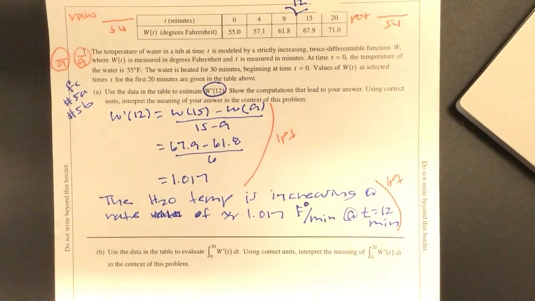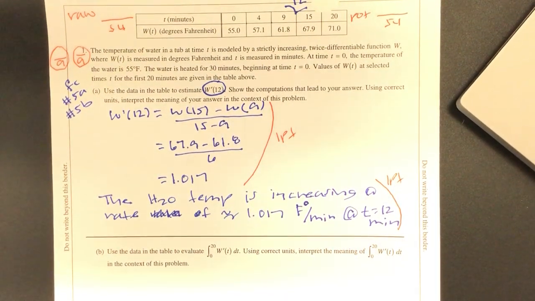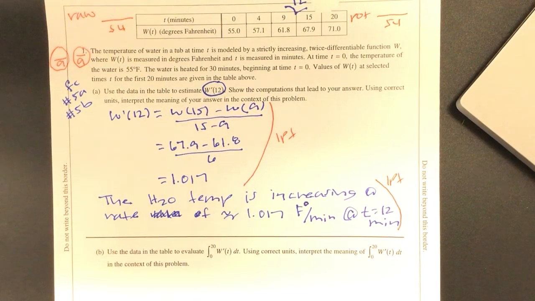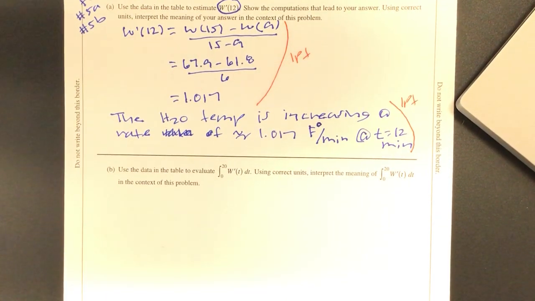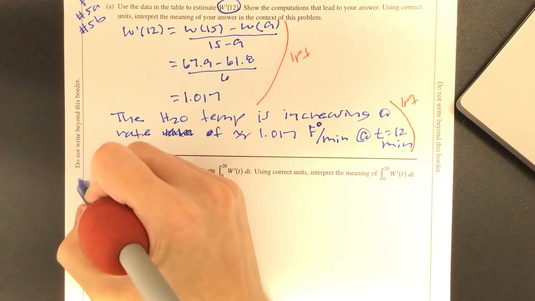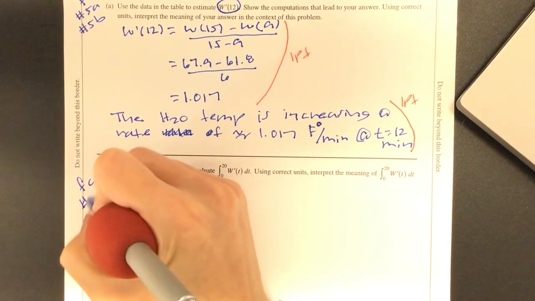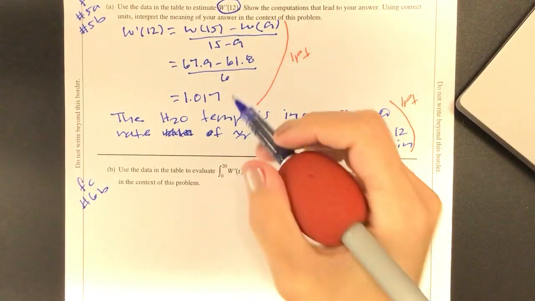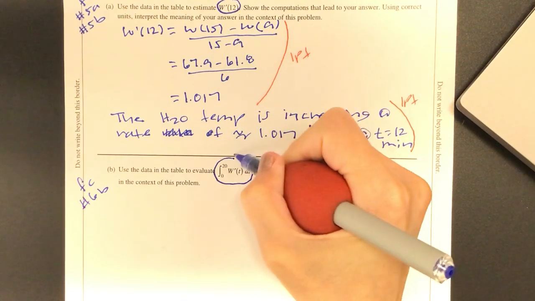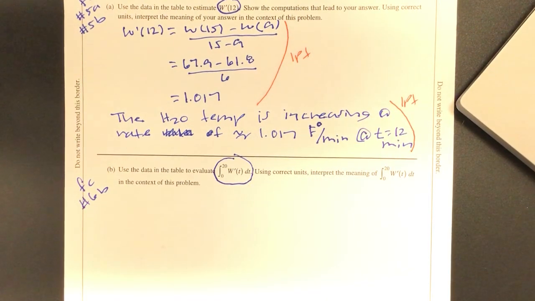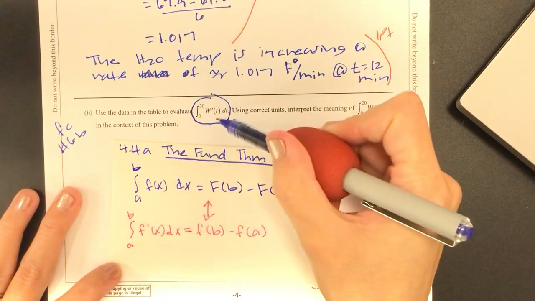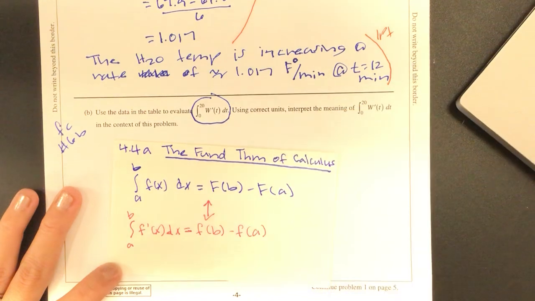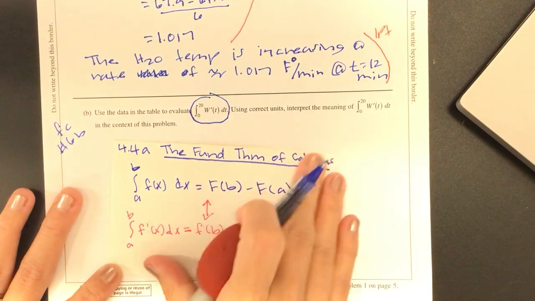Andrew, let's read part B. Use the data in the table to evaluate the integral from 0 to 20 of W(t) dt. Using correct units, interpret the meaning of it in the context of this problem. You can always say the function. So flashcard number 6B is going to be helpful. We're going to find out how we can match this to flashcard number 6B. In place of W prime of t, it's going to be f of t. In place of f of b, it's going to be without the prime. Y'all see the pattern?